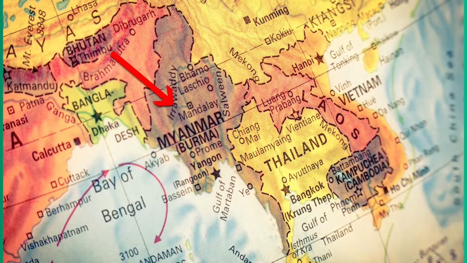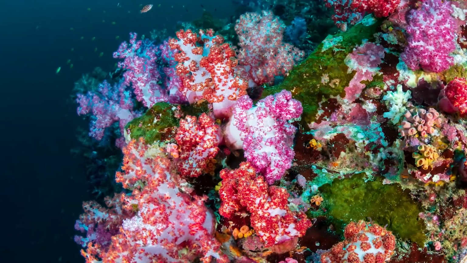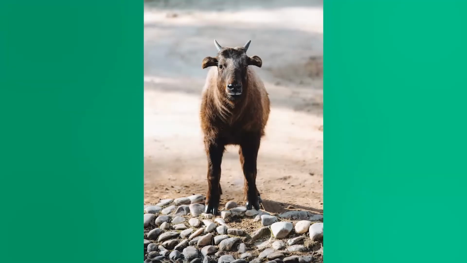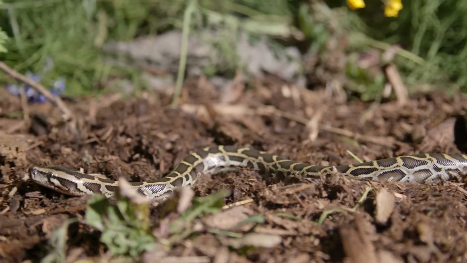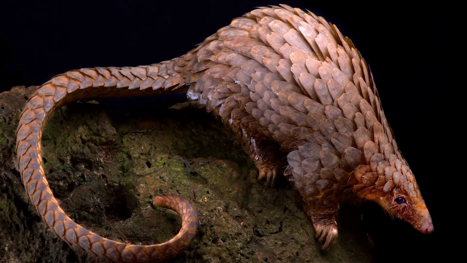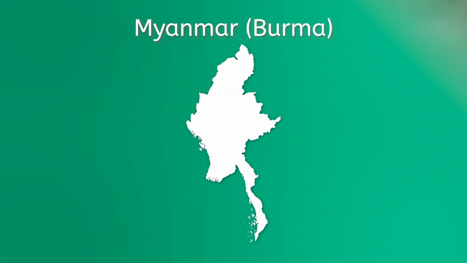Myanmar is furthest to the northwest and is a globally recognized biodiversity hotspot, supporting animals like the takin, a large goat relative, the Burmese python, a now familiar sight in the Florida Everglades, and the pangolin, whose natural body armor protects it from almost any predator.